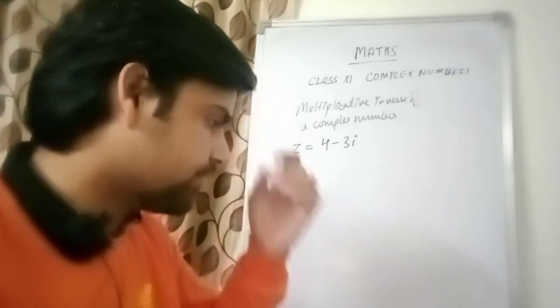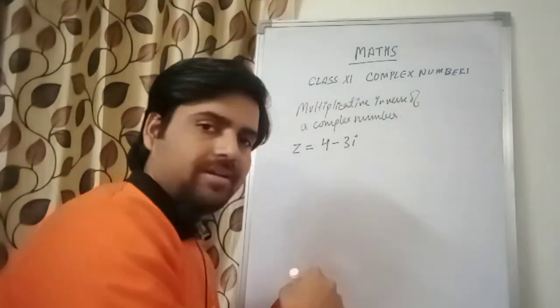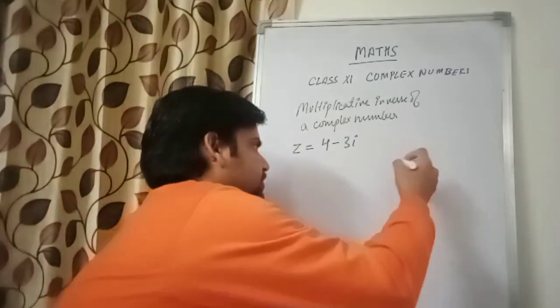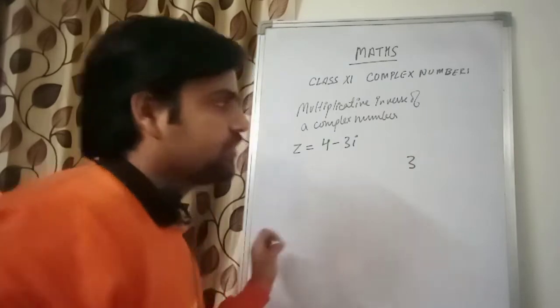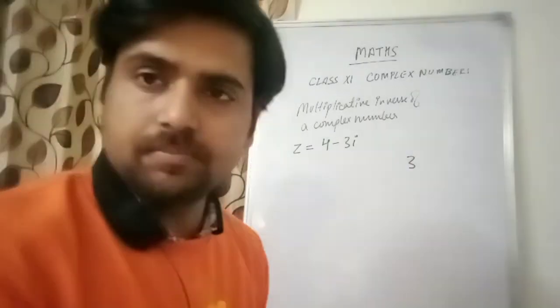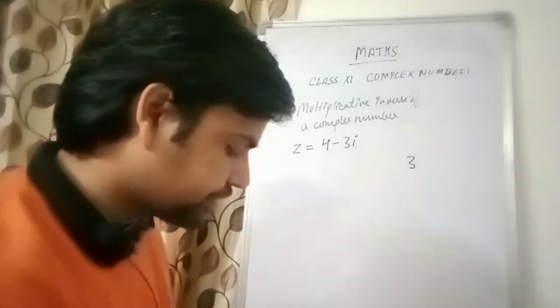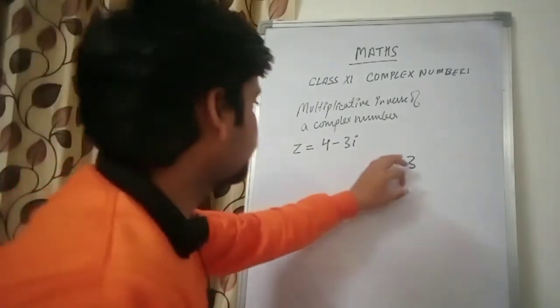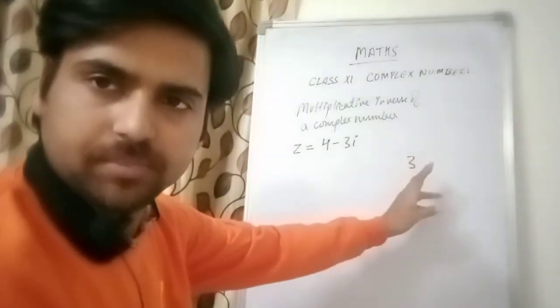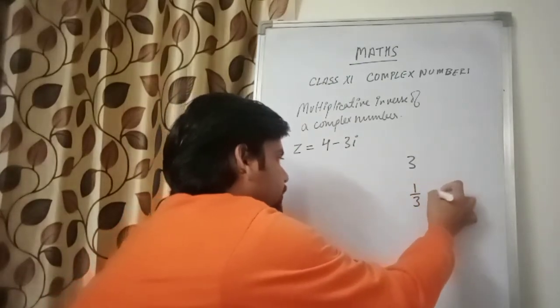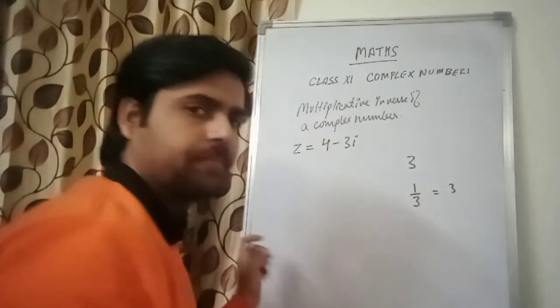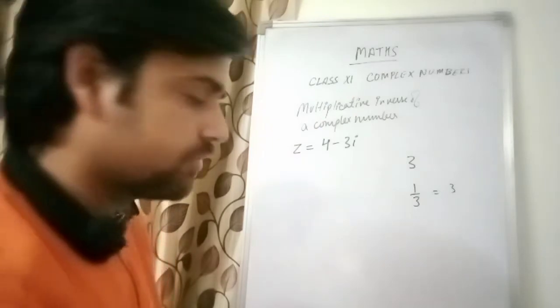See, for a real number or any arithmetic number, what is the multiplicative inverse? Let's say 3. What is the multiplicative inverse of this 3? It is 1 by 3, as you all know. So we just take the reciprocal of that number. If I ask you what is the multiplicative inverse of 1 by 3, then you will say 3.